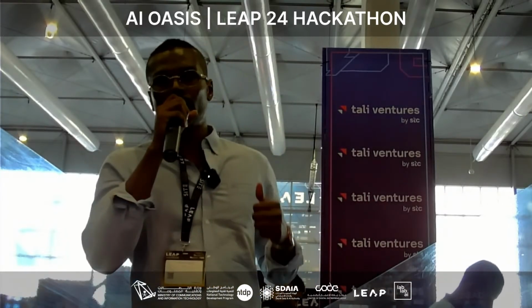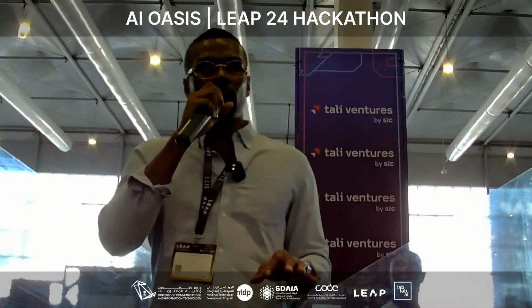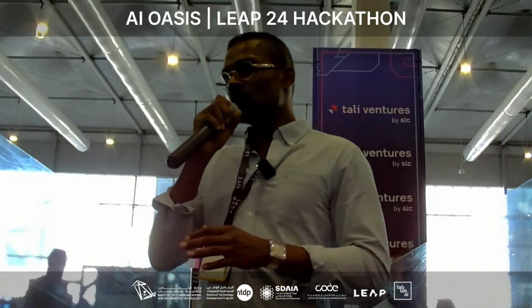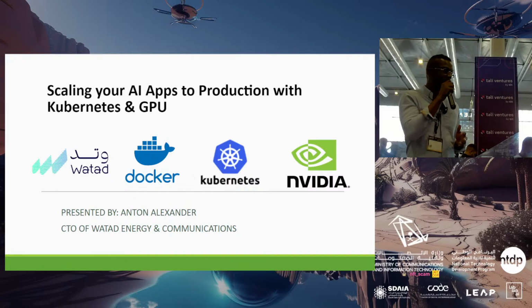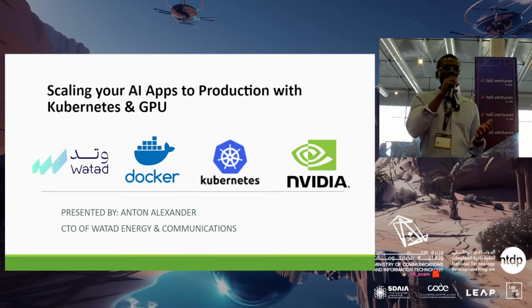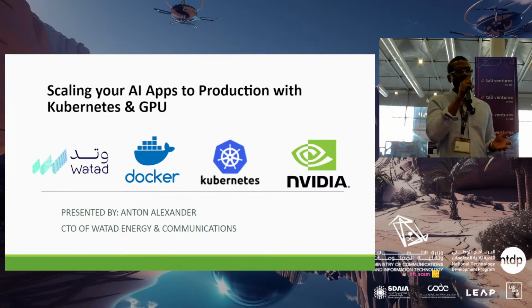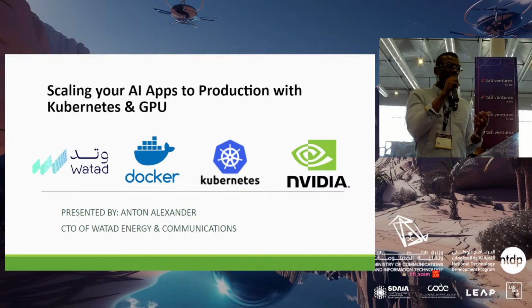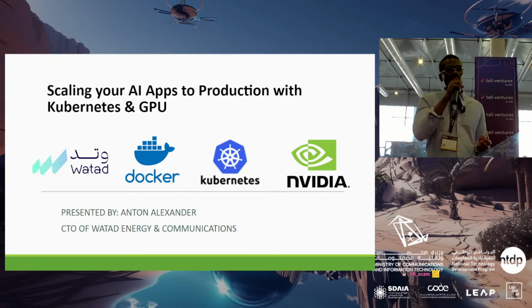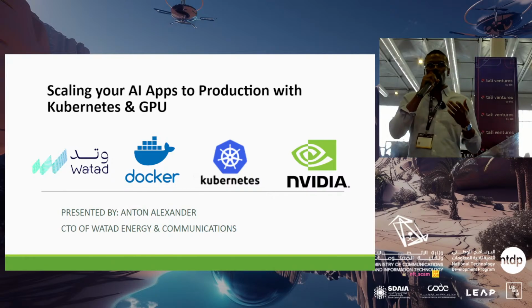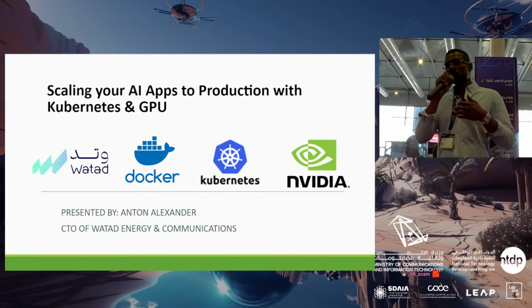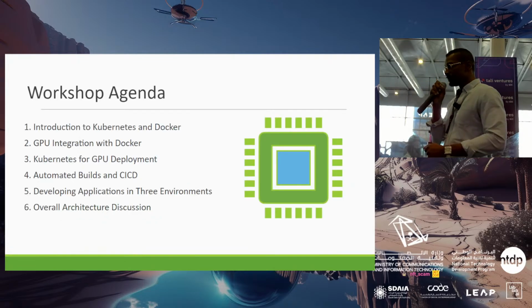My name's Anton Alexander. I'll be giving you a workshop today about scaling your AI apps to production with Kubernetes and GPU. So today we'll be talking about using Docker, Kubernetes, and NVIDIA GPUs to scale your applications on cloud infrastructure or local infrastructure. If you're building generative AI applications that are actually using GPUs, you need these applications to be able to scale, and you need to be able to be cost effective, right? So this is the topic of today's workshop.